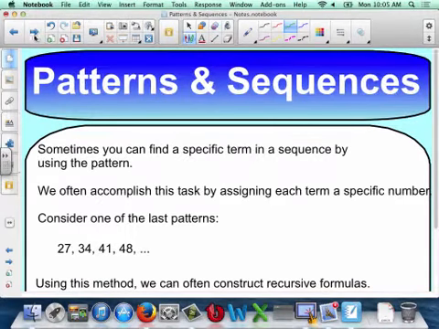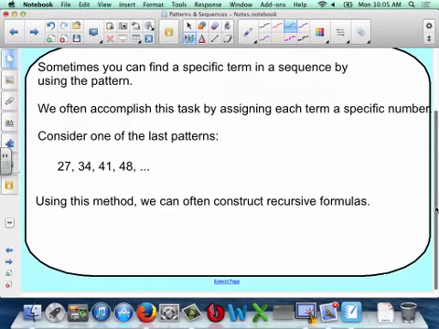Moving into the next topic, recursive versus explicit formulas. When I asked you to find the next term in this sequence, 27, 34, 41, and 48, you told me to find the next term. What do we do? We add 7. That is basically what we call a recursive formula.